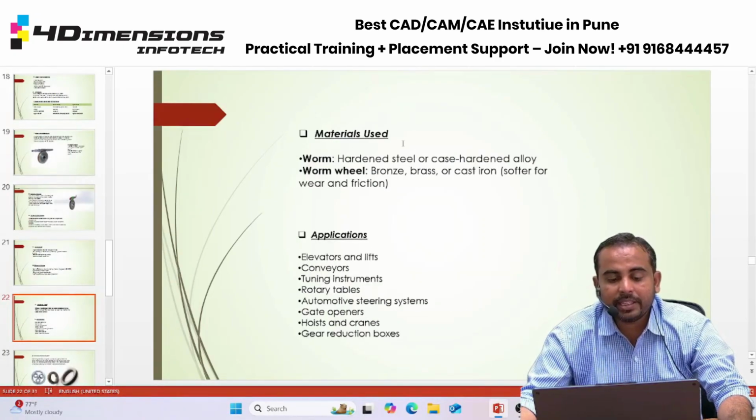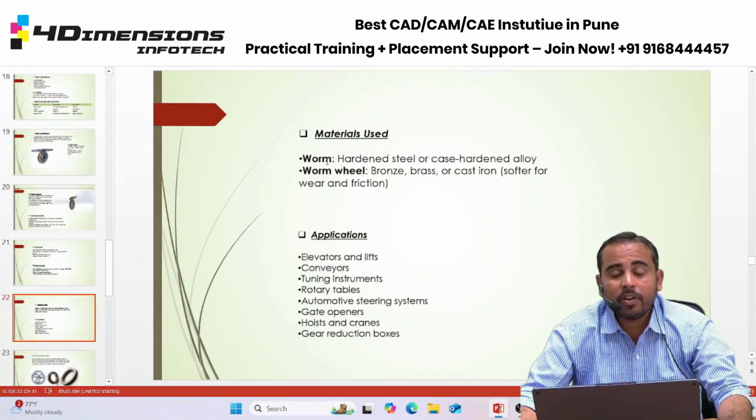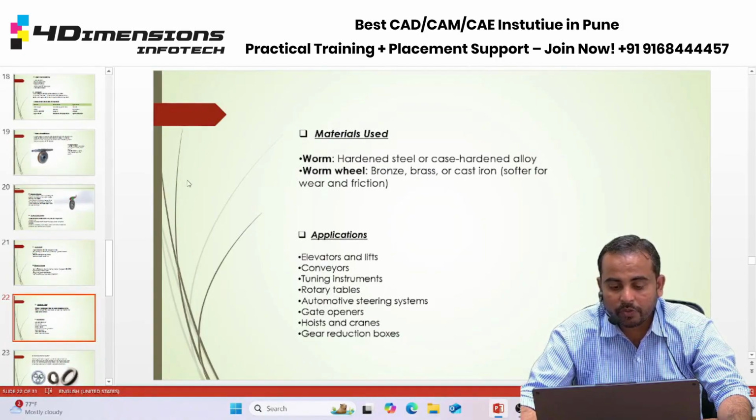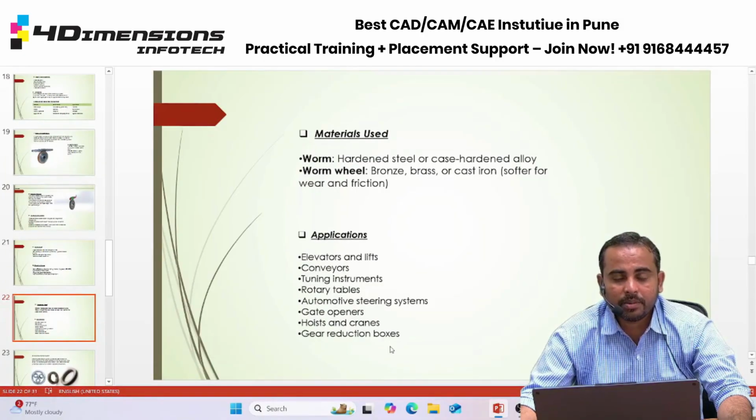The material used for making the worm gear. So here the material for worm shaft is hardened steel or case hardened alloy. On the other hand, worm wheel will be manufactured using bronze, brass or cast iron. Softer for wear and friction. So they are softer for wear and friction. Material properties also matter here. Now the applications for worm gear: in elevators and lifts, in conveyors, tuning instruments, rotating tables, automotive steering systems, gate openers, in hoists and cranes, also in gear reduction boxes.